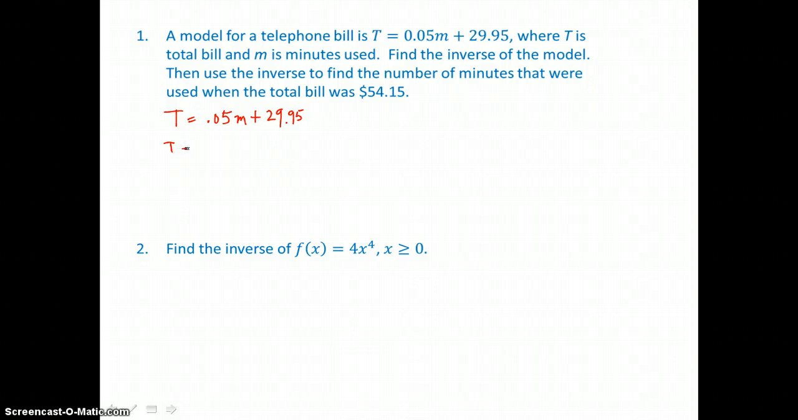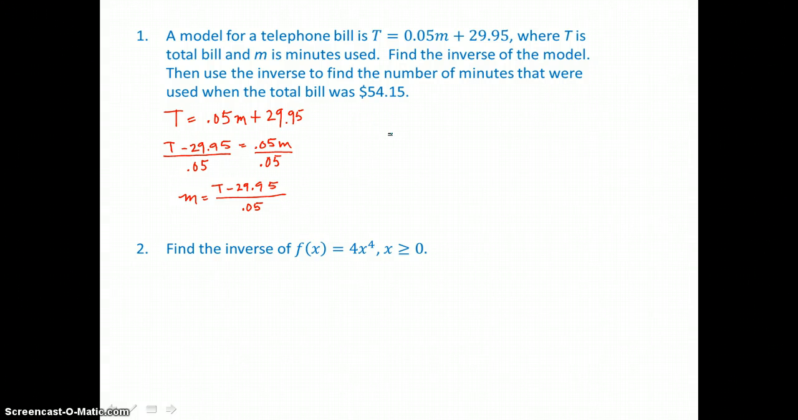So I'll start by subtracting 29.95 from both sides to get the m term alone, and then undoing the multiplication and dividing by 0.05 on both sides to get m alone. So m is equal to t minus 29.95 over 0.05. This is the inverse of the model that we started with.